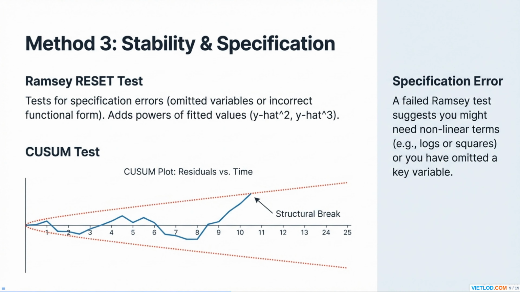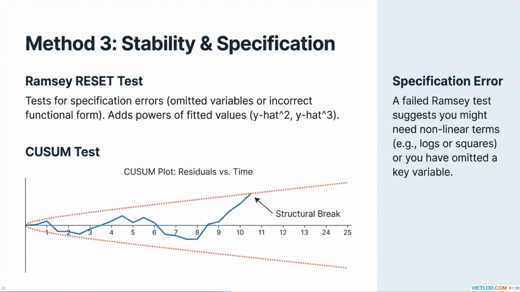Moving on to our third method, we address model stability and specification. Even if residuals appear well-behaved, the model's underlying structure might be incorrect or unstable. The Ramsey RESET test helps us identify functional form misspecification. This means checking if we've omitted important nonlinear terms or even key variables. It works by adding powers of the dependent variable's fitted values to the regression. If these terms are statistically significant, it signals a specification error, implying our original model was incomplete.